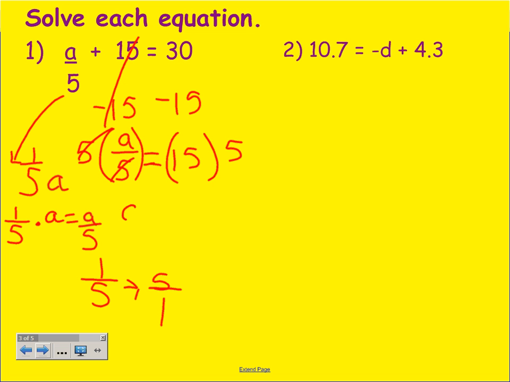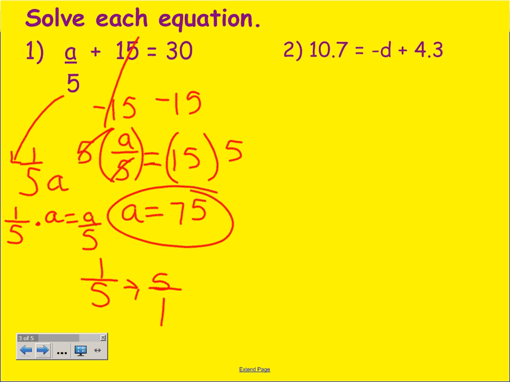All that's left on the left is a, and we have 15 times 5, or 75. Does it make sense? 75 divided by 5 plus 15 is 30? Absolutely, because 75 divided by 5 is 15. 15 plus 15 is 30, so that does check.